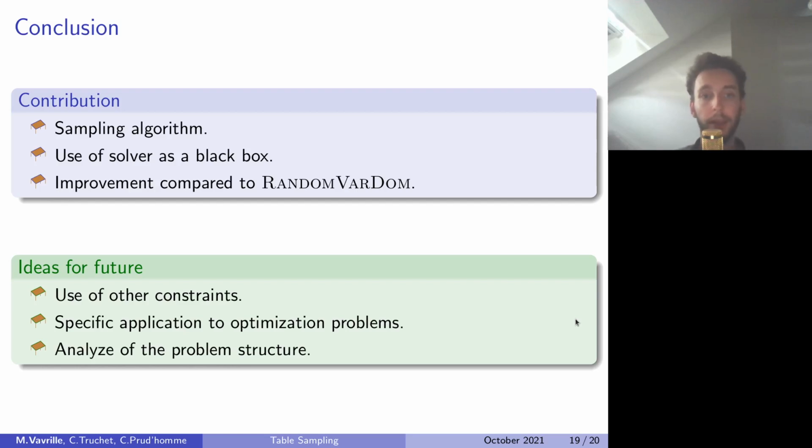To conclude, I showed you a sampling algorithm that can use a solver as a black box as long as it implements the table constraints, and I showed that it improves compared to the strategy random random. And there are a lot of ideas for the future, notably to use other constraints instead of table constraints. Also to have specific applications to optimization problems. And we could also analyze the structure of the problem, like in counting, for example, to have better randomness.